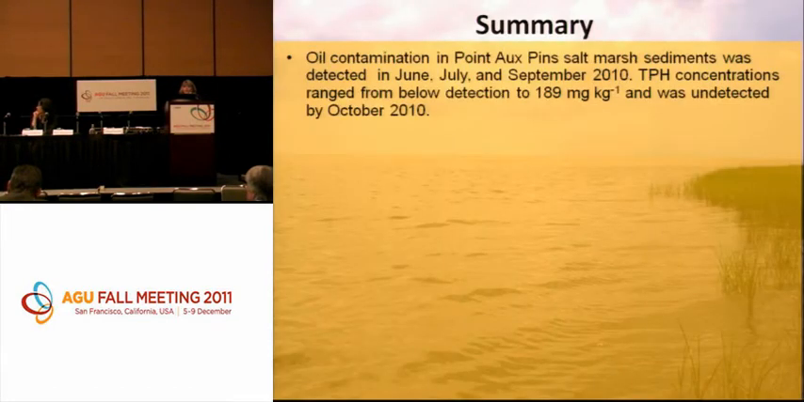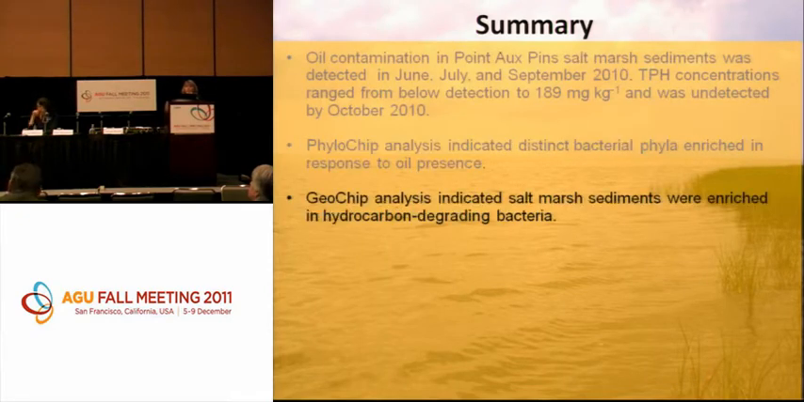So in summary, the oil contamination at our Pornapine salt marsh was detected in June, July, and September of 2010. However, after that time, in October and then also in June of this past year, there is no detection of total petroleum hydrocarbons. The PhyloChip as well as the GeoChip analysis allowed us to determine that the sediments were enriched in these hydrocarbon-degrading bacteria, as well as the GeoChip indicated that the genes that were used for breaking down these hydrocarbons were in excess.